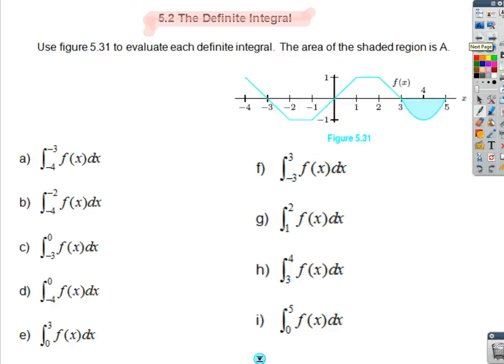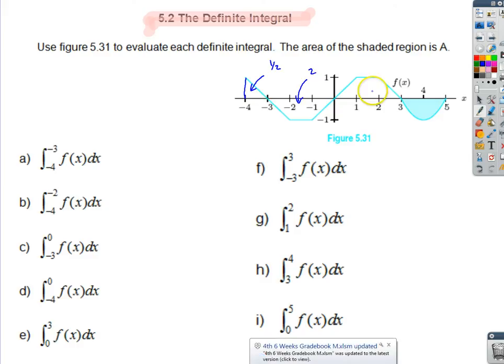So here they give you a whole list of problems to go ahead and try to find out what this integral stuff is. I'm going to take you through a couple of them. The way I always do with these types where they have an area is I find the area of all the little pieces. So I have this area right here is going to be 1/2. This area right here is 2. The area right here is also 2. And the area here, they tell me, is A.